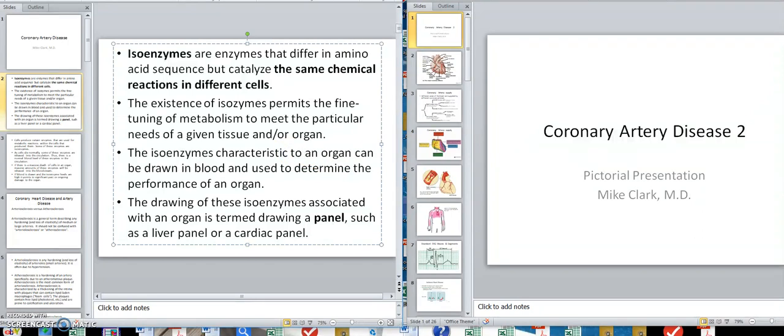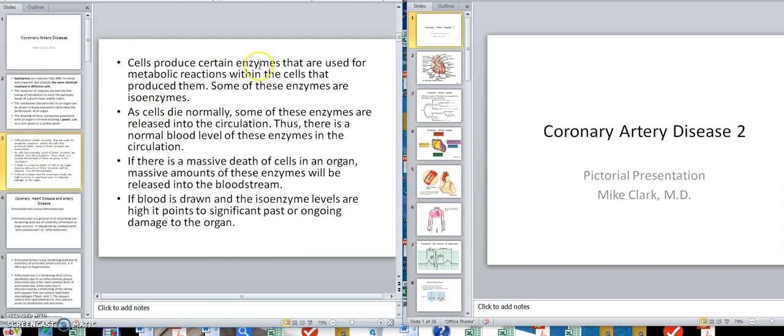The isoenzymes characteristic to an organ can be drawn and used to determine the performance of an organ. The drawing of these isoenzymes associated with an organ is termed drawing a panel, such as a liver panel or a cardiac panel. So when someone says we're going to do a liver panel, it would be to draw the isoenzymes apropos to the liver. Okay? All right.